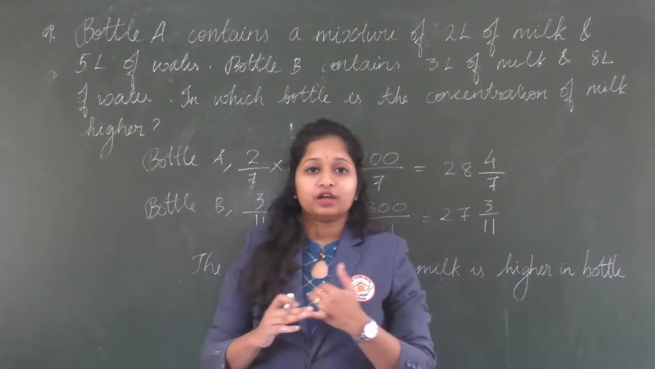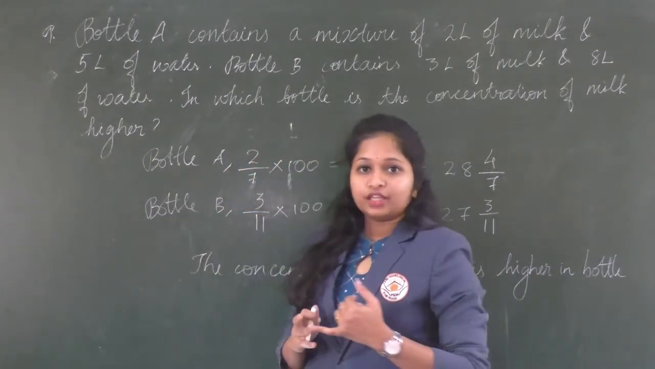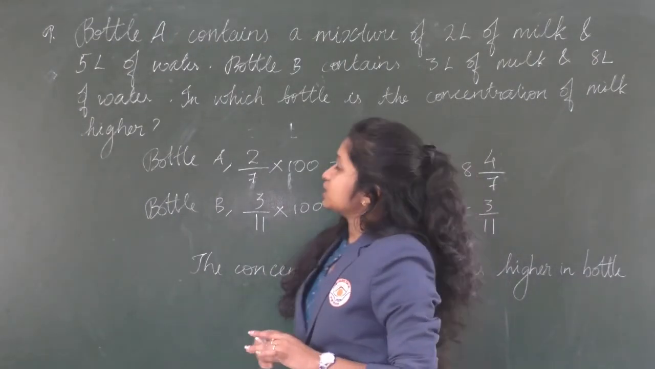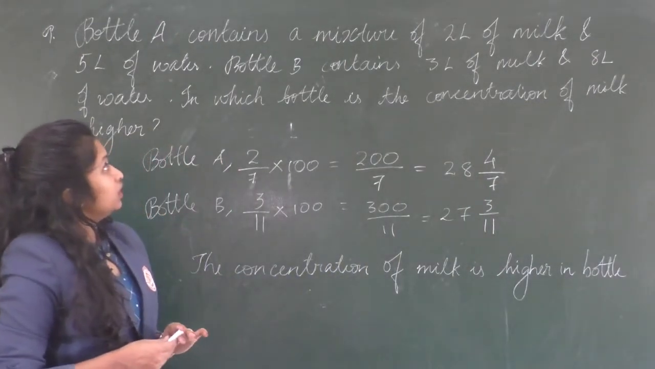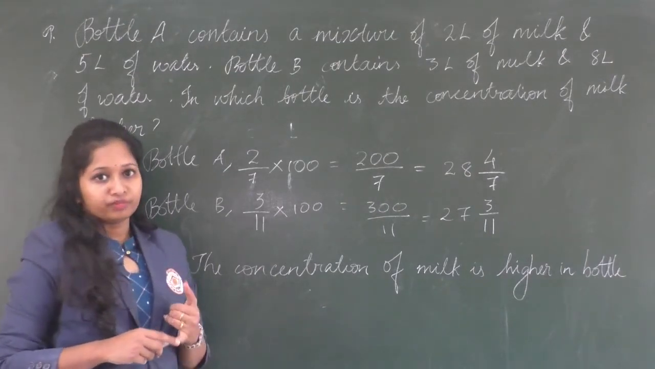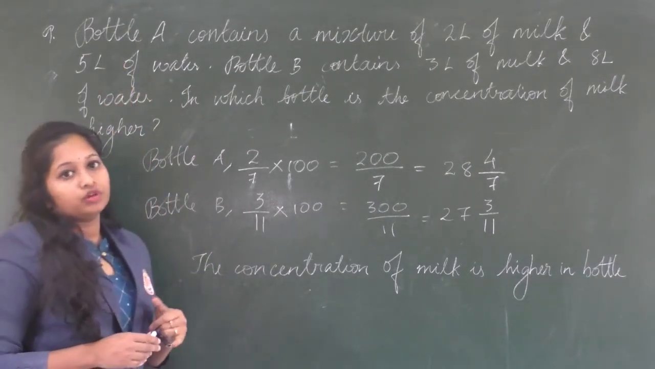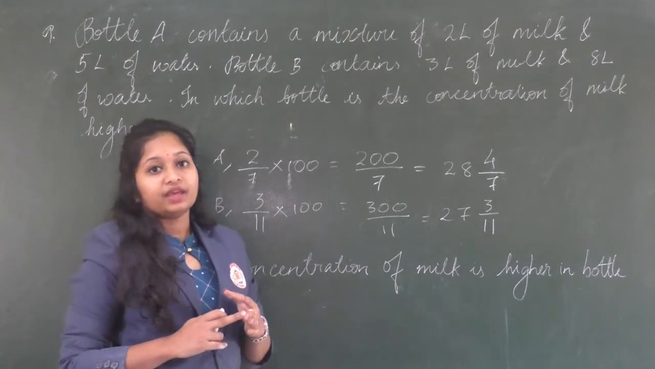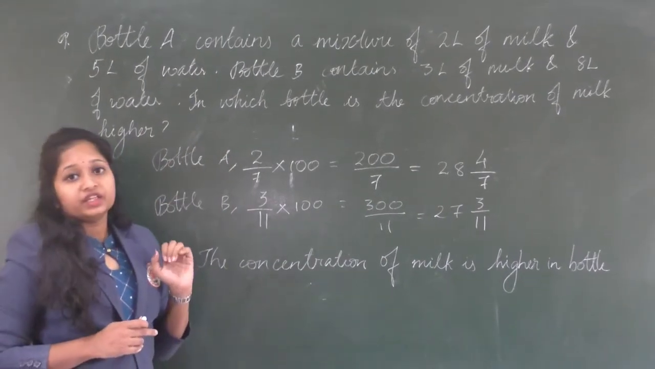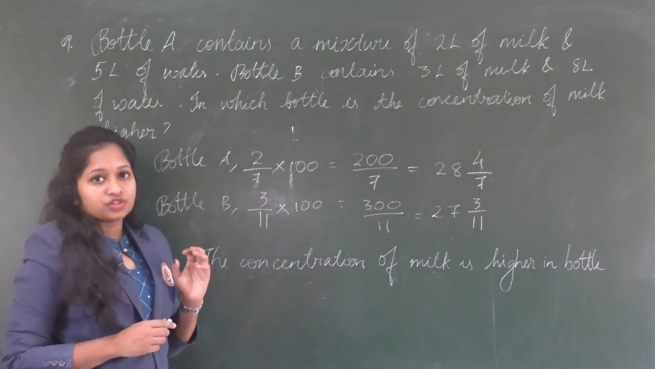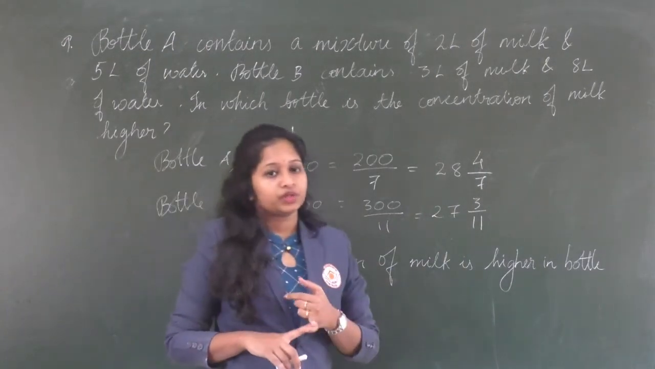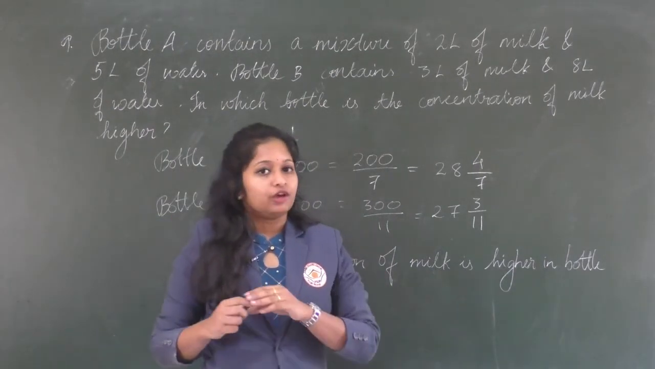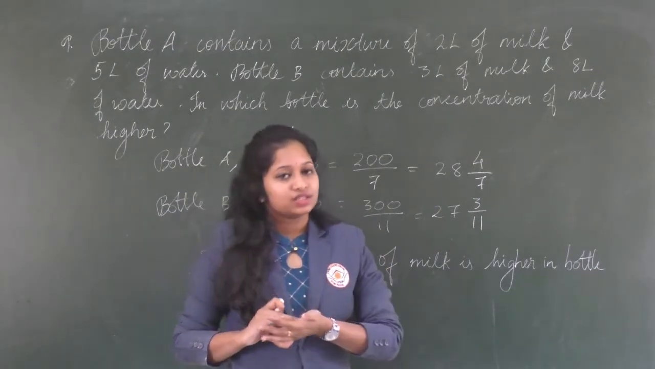So children, I have a question from exercise 8.3, question number 9. Okay, the question is, bottle A contains a mixture of 2 liter of milk and 5 liter of water, and bottle B contains 3 liter of milk and 8 liter of water. In which bottle is the concentration of milk higher? Okay, there are 2 bottles, bottle A and bottle B. So both the bottles have mixture of milk as well as water.